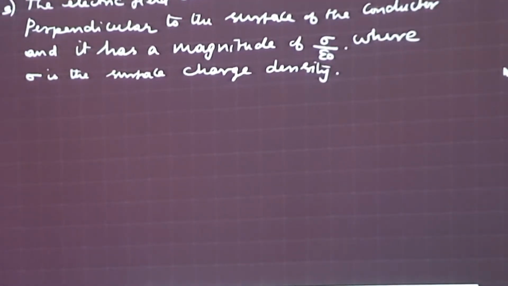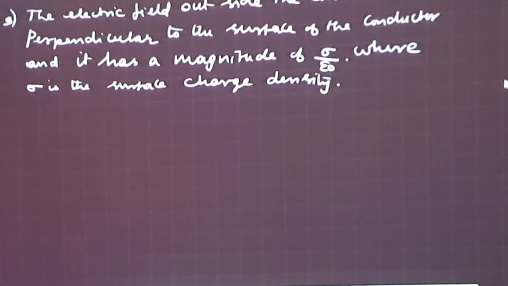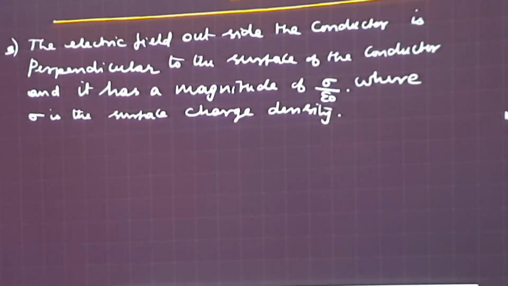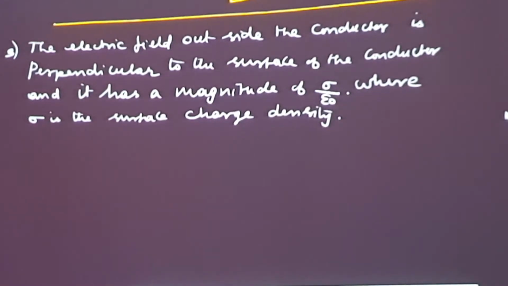See, the property is the electrical field outside the conductor is perpendicular to the surface of the conductor, and it has a magnitude of sigma by epsilon 0, where sigma is the surface charge density. In order to explain this, let us consider a conductor. Let us take a part of a spherical conductor.